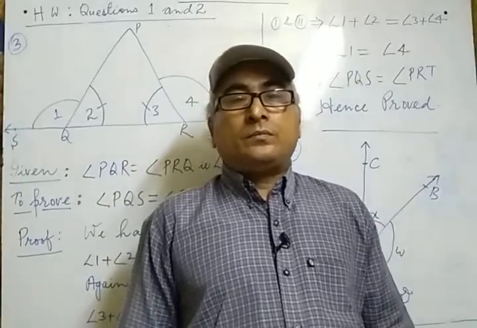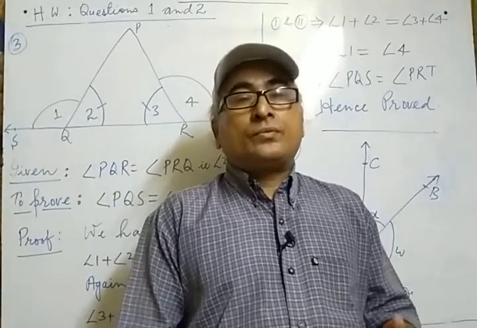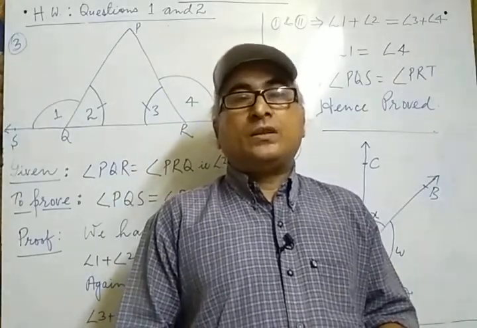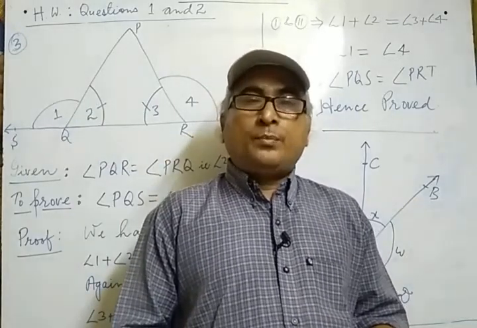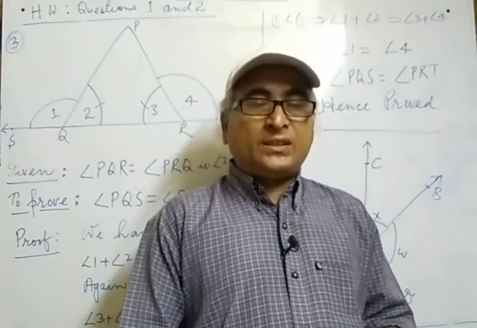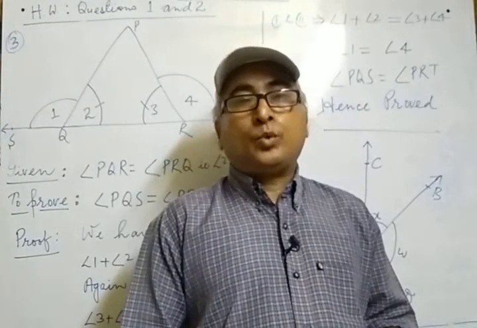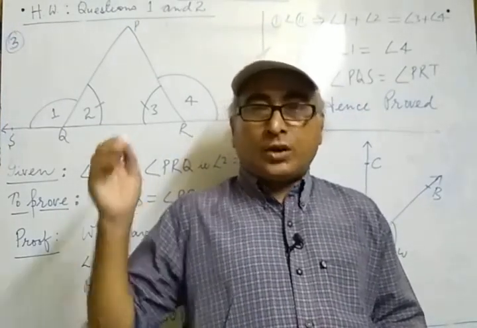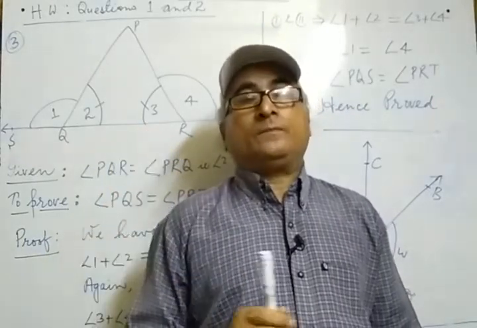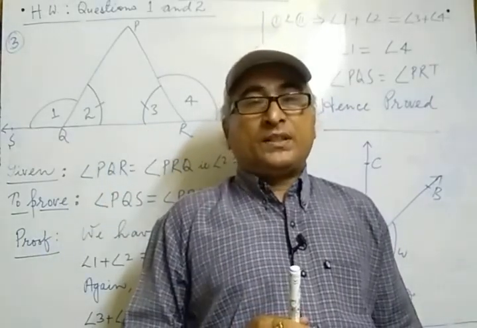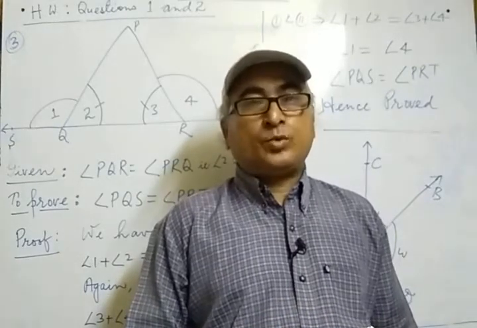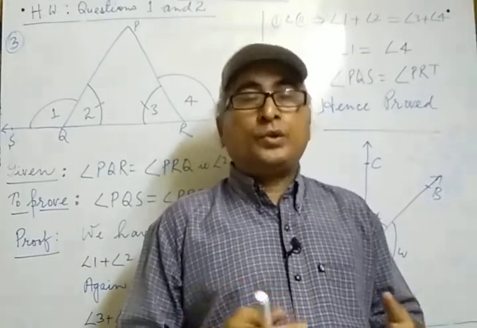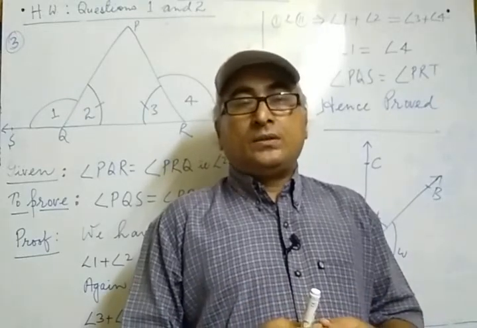We have proved three theorems and two results in the form of corollary. Now we have to apply all those three theorems and the results of the corollary in solving exercise 6.1, which is given in your NCERT book. Just try to open your books and see.